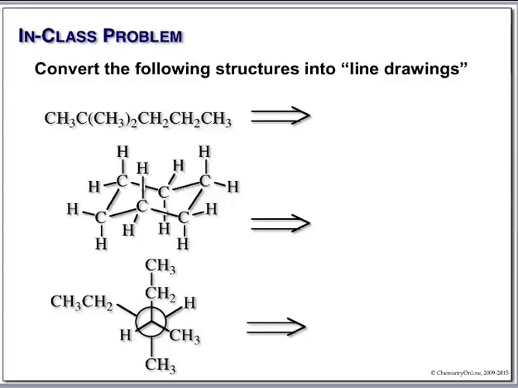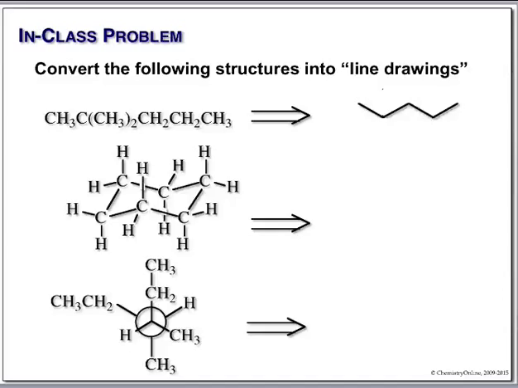All right. For our first one here, this is a condensed structure. This means we have a CH3 on the end. We have a carbon that's bonded to two CH3s, so they're both attached here. Then we have a CH2, a CH2, and another CH3. Step one, you want to identify your chain. How many carbons are there in your chain?